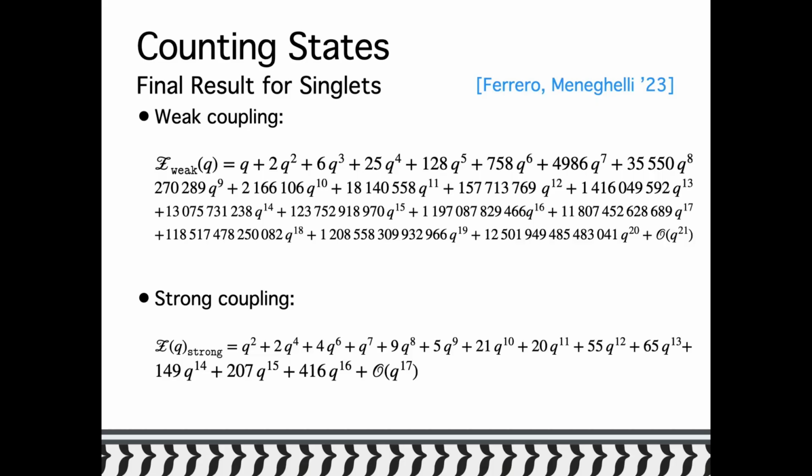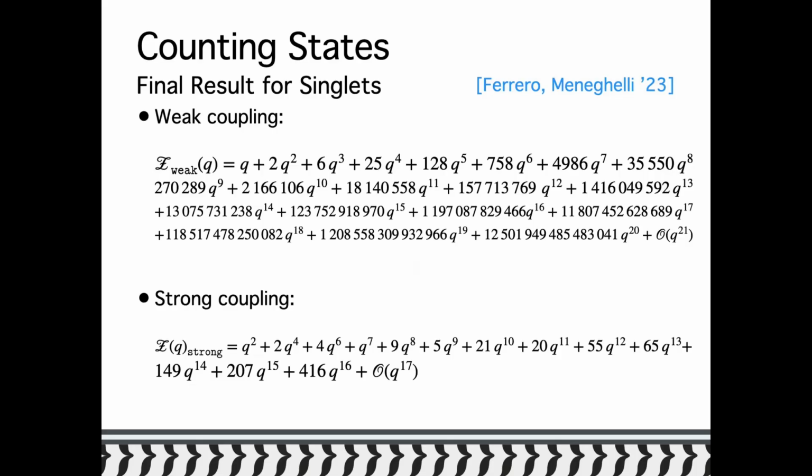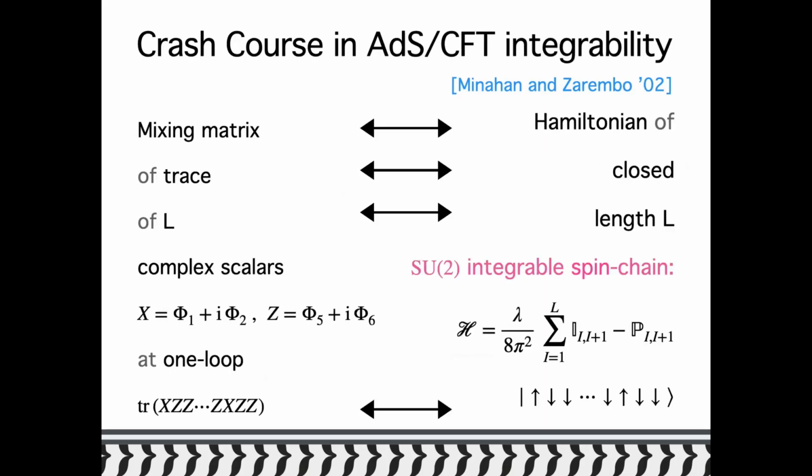Okay, so now I've told you how one enumerates states both at weak and strong coupling. But the good part about this particular Wilson line defect is that it also inherits the integrable structure that we have in N=4 super Yang-Mills. In particular, we can therefore use the integrability methods of N=4 super Yang-Mills in this context as well.